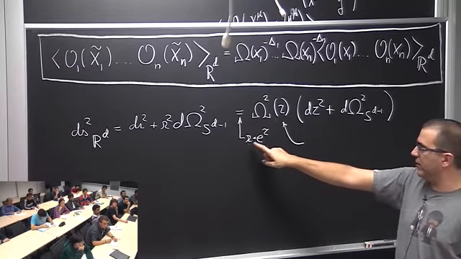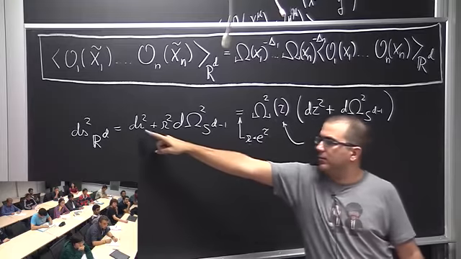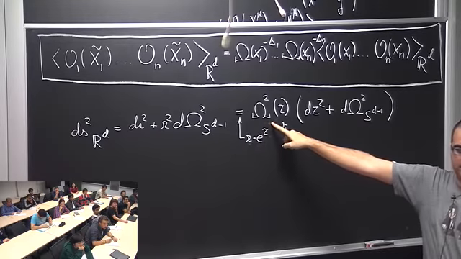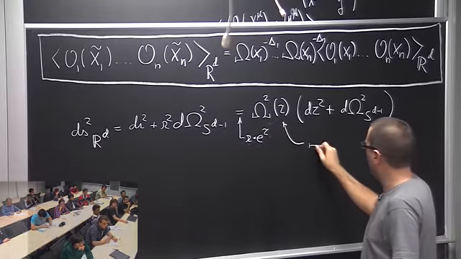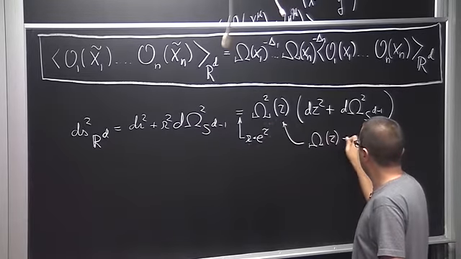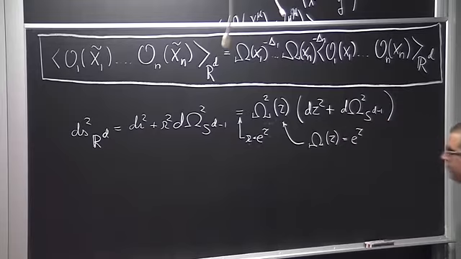So if you do this change of variable, r equal e to the tau, you plug it here, what do you get here? E to the 2 tau, right? So this omega of tau is equal to e to the tau. Good.